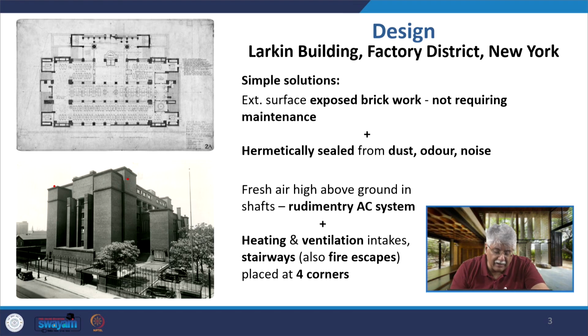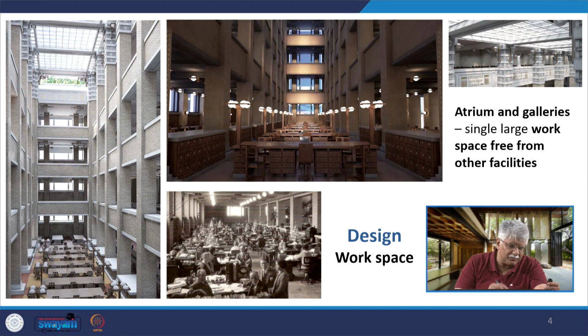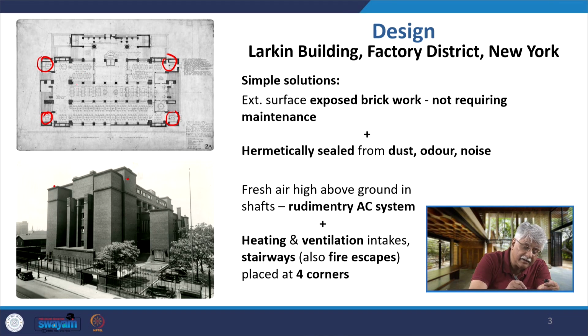Now the heating and ventilation intakes and stairways were placed at the 4 corners of the building. If you look at the 4 corners, this is 1, 2, 3 and 4. In these 4 corners, the heating and ventilation intakes, stairways and fire escapes are placed. Now this building had an atrium. If you go back in the plan, this much area was going all the way to the top and it was an atrium.